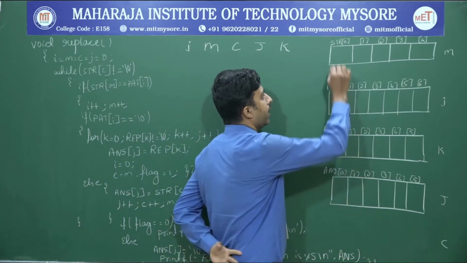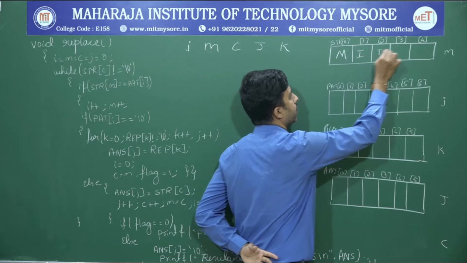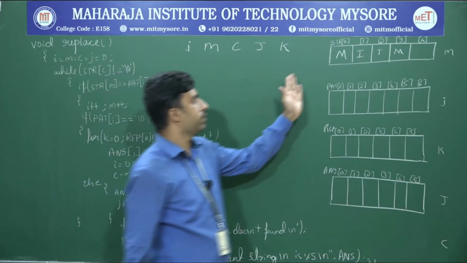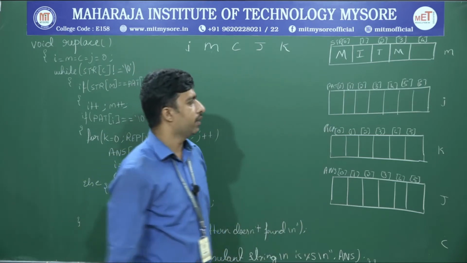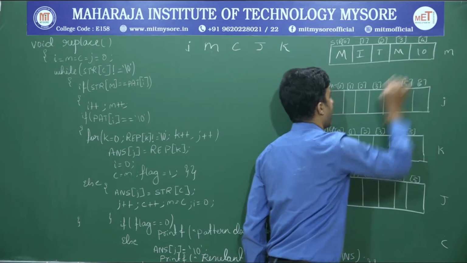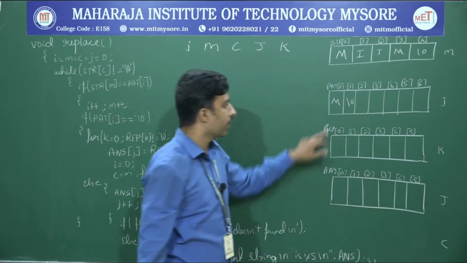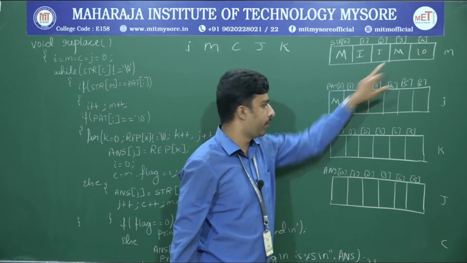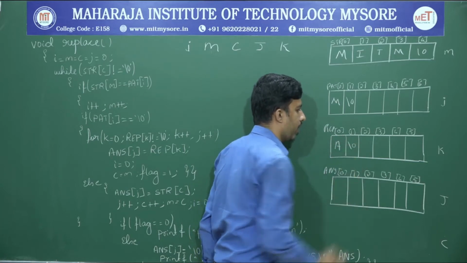I am going to read MITM as the main string. MITM is my main string, and it will be stored in the main string as shown. I am going to take the pattern string as M. M is my pattern string. I want to replace M in the main string wherever it is available with A. Replace with A. Let us see how it works.